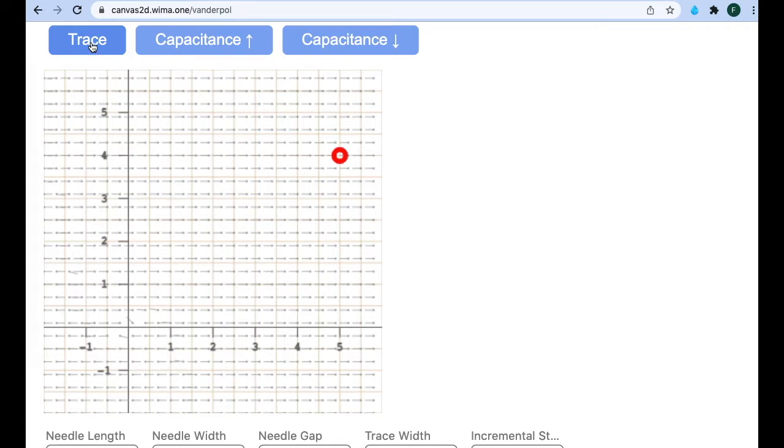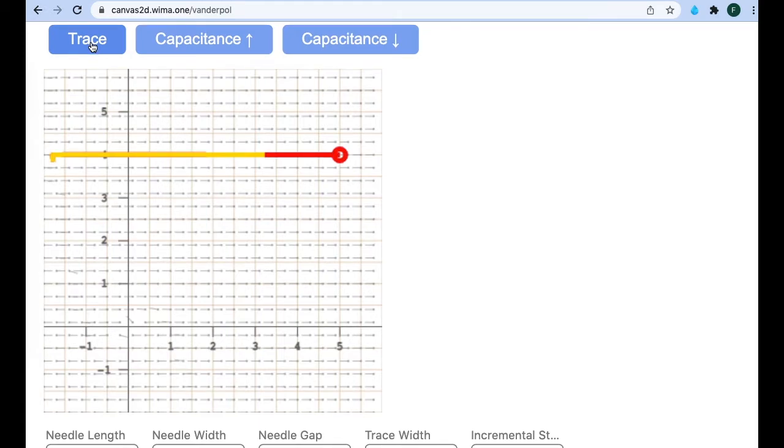I'll click trace to see the trace in the phase space. So now we are in a loop. This is a typical graph for the van der Pol oscillation. In the horizontal direction, you have a sudden jump. The horizontal axis is the voltage. The voltage suddenly jumps from here to here. And then in the vertical direction, you are moving slower.